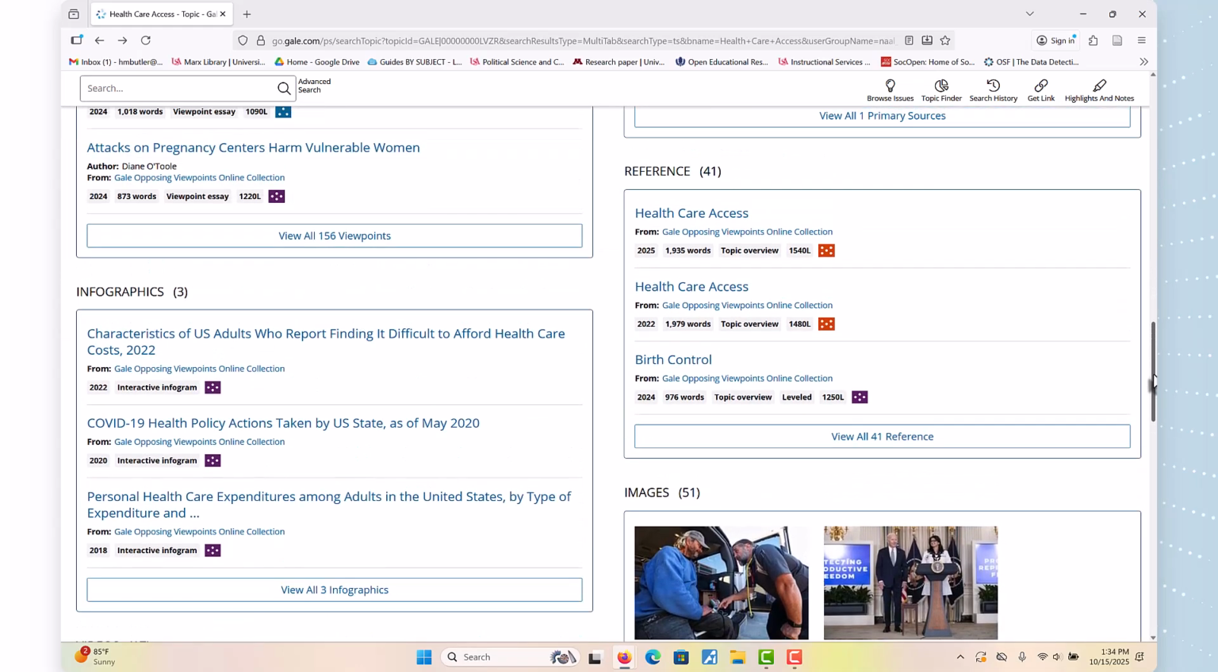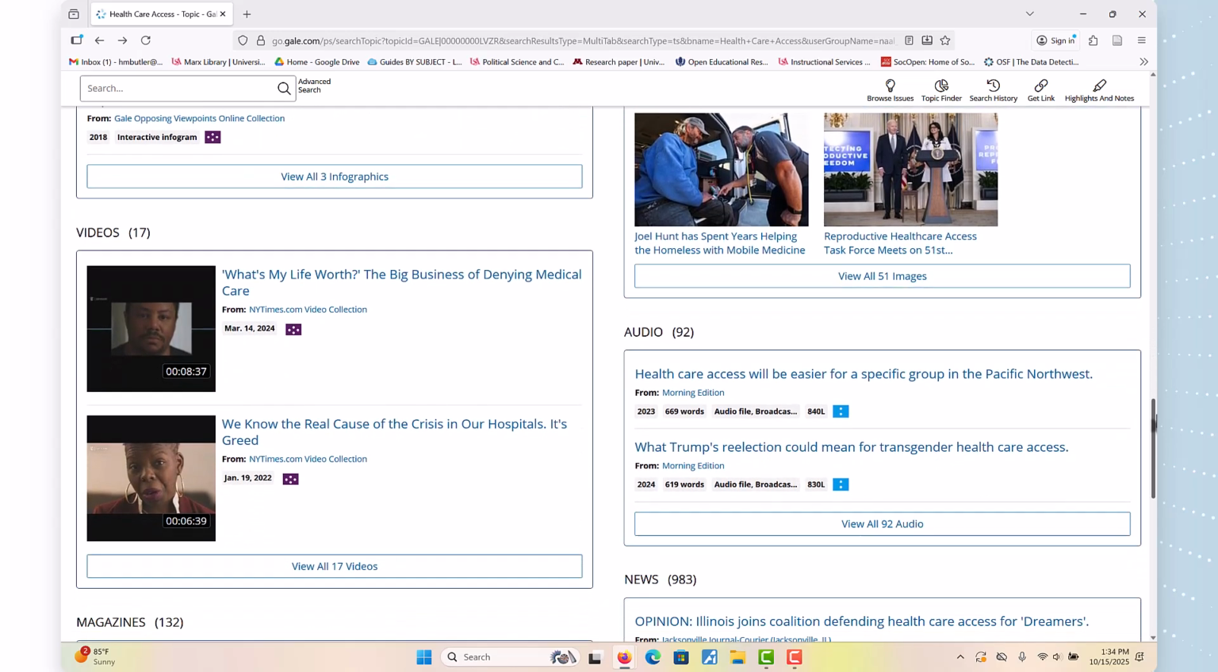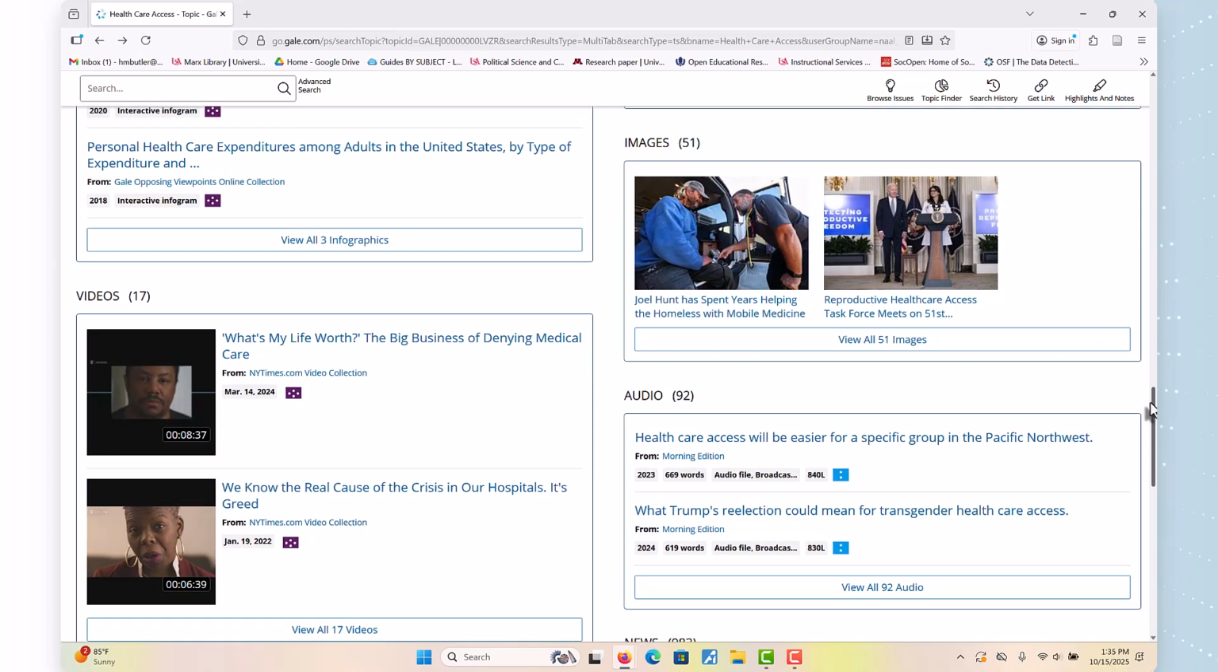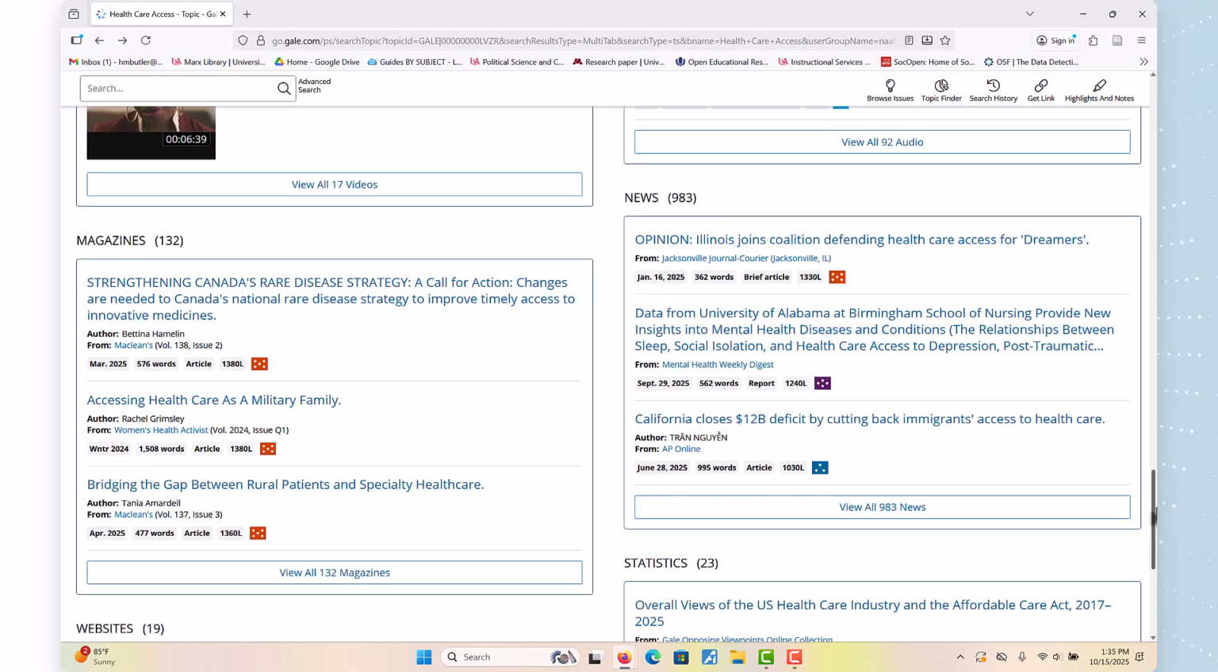If you want to collect more basic information about the topic, you can read through references. This is the same as if you look something up on Wikipedia or something like that. These are the same as encyclopedia articles. They give you an overview about a topic. Past that, we have some images and videos that you can look at. Of course, with those, always look at where it comes from.